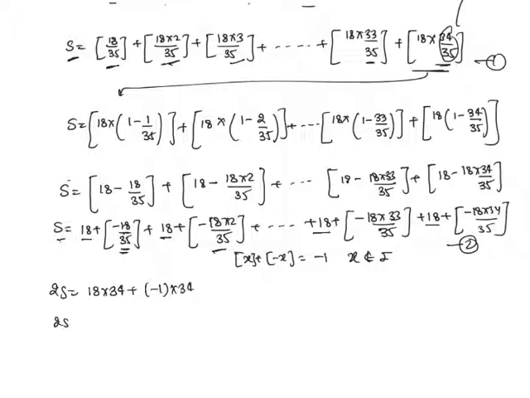So 2S equals what will come? 18 into 34 minus 34. So 2S equals what will come? That 17 into 34. So S equals what will come? 17 into 17. So 17 into 17 is what? 289. This is your answer.